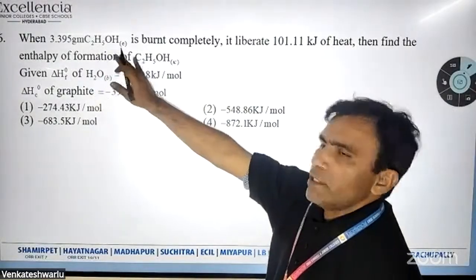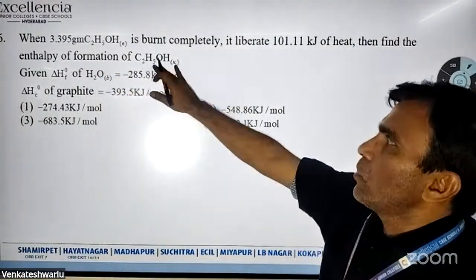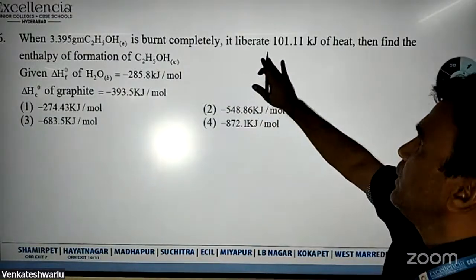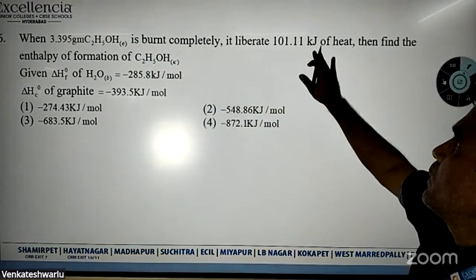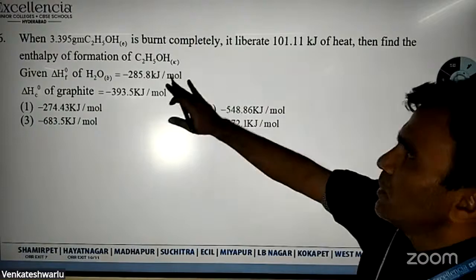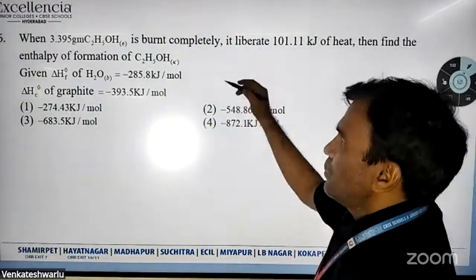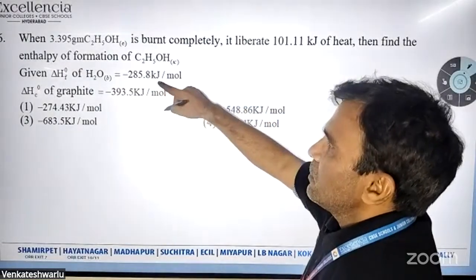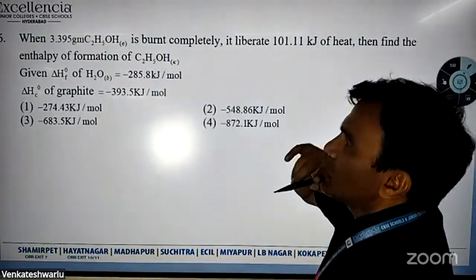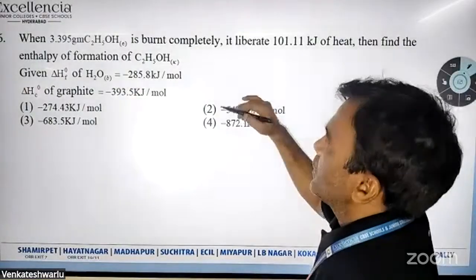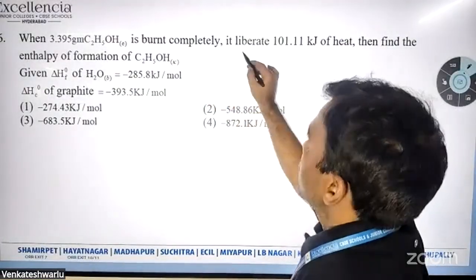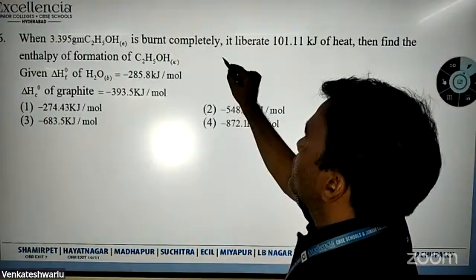When 3.395 grams of ethanol is burnt completely, it liberates 101.11 kilojoules of heat. Then find the enthalpy of formation of C2H5OH. So first they are asking the enthalpy of formation of C2H5OH. Here, first of all, the burning reaction is given.